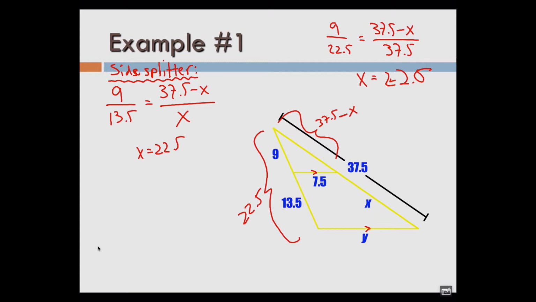Now to solve for y, side splitter doesn't apply because those sides aren't split. So therefore you can't use side splitter if the sides aren't split. Therefore, I have to do top triangle over, or small triangle over big triangle. Small triangle over big triangle is equal to small triangle over big triangle. Cross multiply, solve for y.